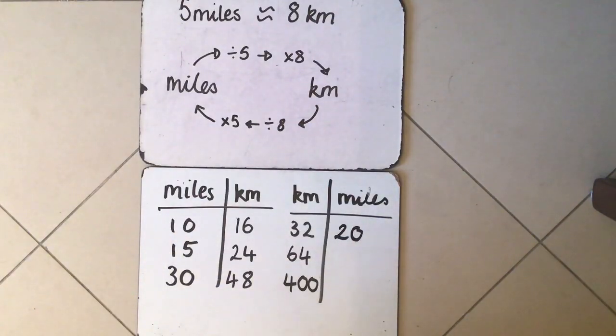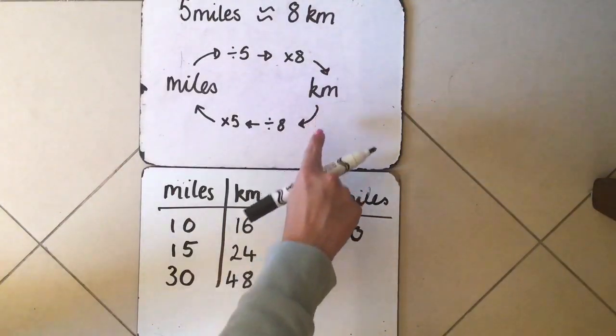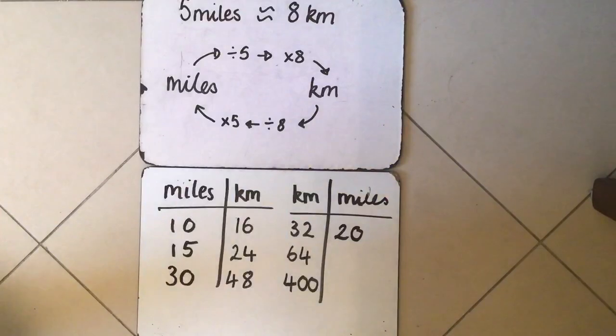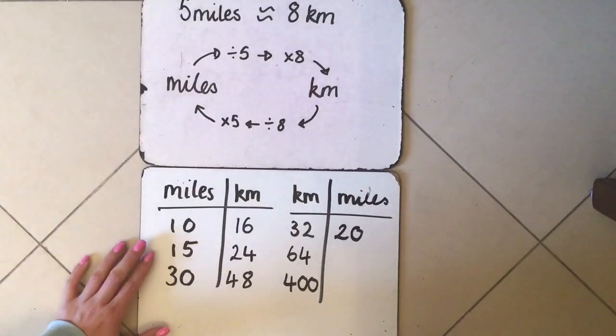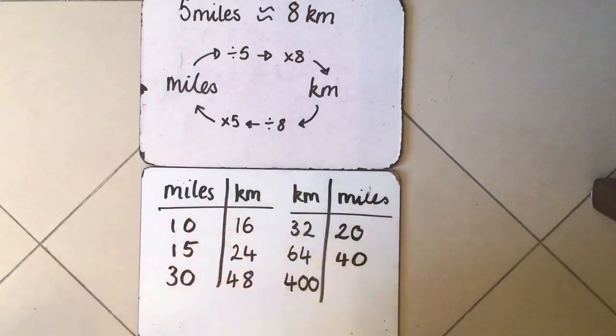Same again, but on a different number now, 64. Take 64, I'm going to divide it by 8, which is 8, and then I'm going to multiply that by 5. 8 times 5 is 40.